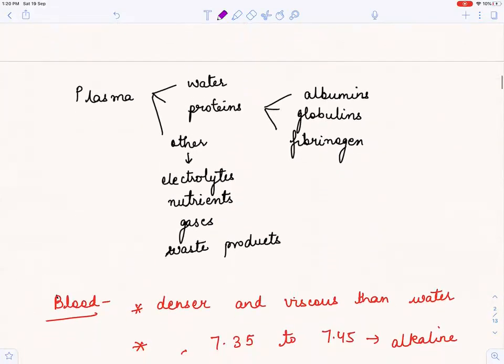And then we saw what is the plasma made up of. Mostly it is water, then it has protein. The three important proteins that we need to know are albumins, globulins and fibrinogen. And the other things that the plasma has are electrolytes, nutrients, gases and waste products.